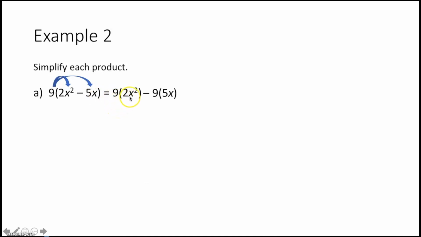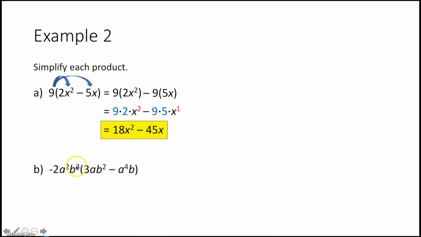What's 9 times 2x squared? Well, you multiply the 9 and the 2 out front. And then 9 times this -5, we end up getting -45. Since 9 is a constant and doesn't have any variables, we don't have to worry about multiplying like bases and adding exponents. It's super easy. It's just going to be 18x squared minus 45x.